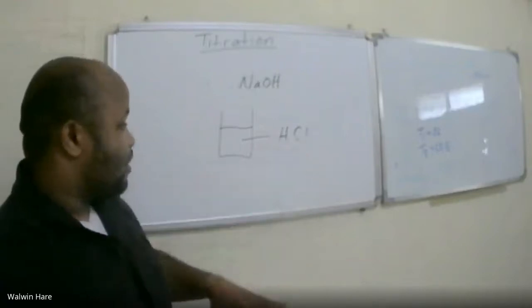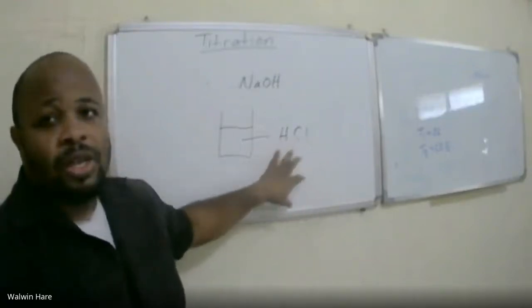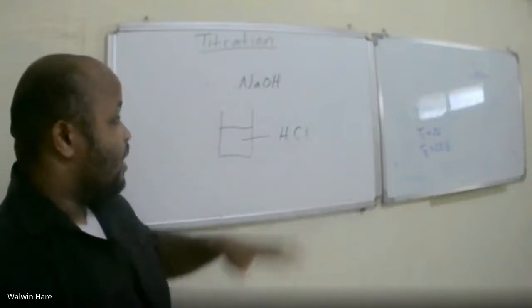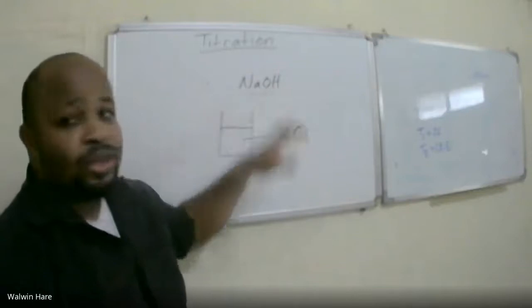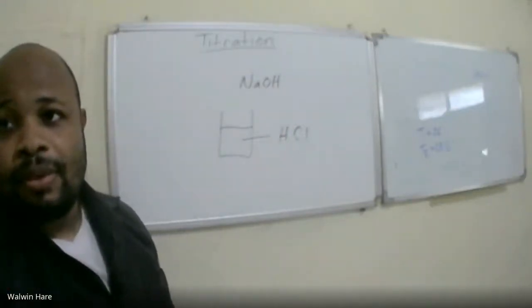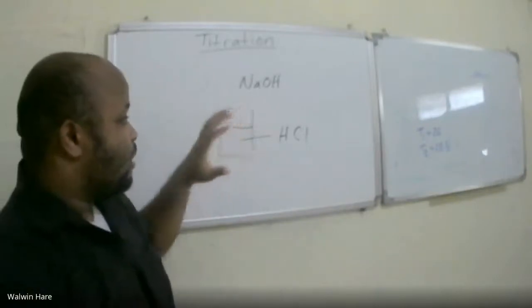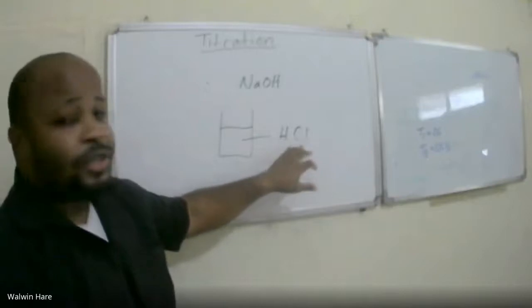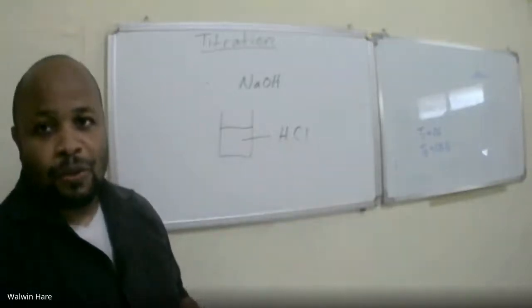So for titration, we have a solution whose concentration is unknown, and we react it with another solution whose concentration is known. And just based on that simple principle, we can figure out the concentration of the unknown solution.